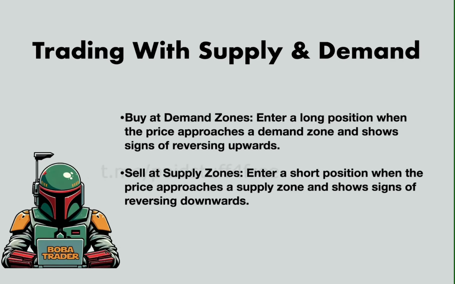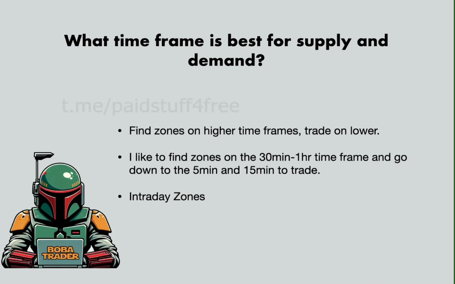So to trade with supply and demand, you want to buy at demand zones, or go long, or buy calls, and you want to sell at supply zones. You want to short the market or buy puts if you're trading options. Why is that? Because at a demand zone you're expecting the buying pressure to push the chart back up, and at the supply zone, you're expecting it to push it back down.